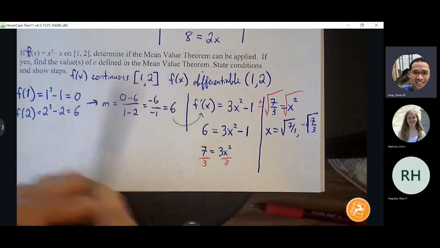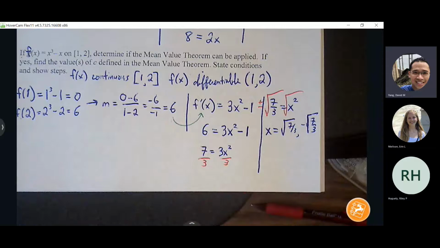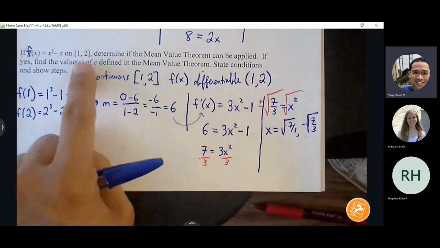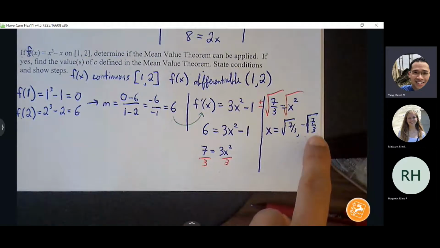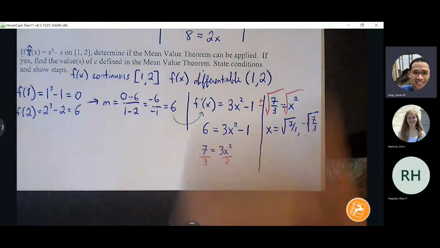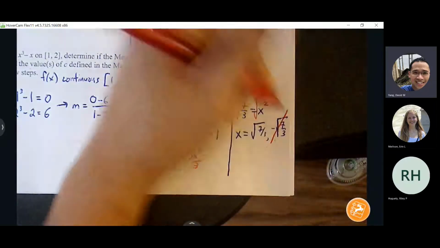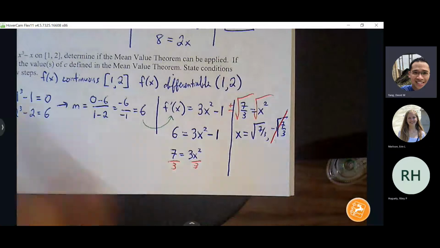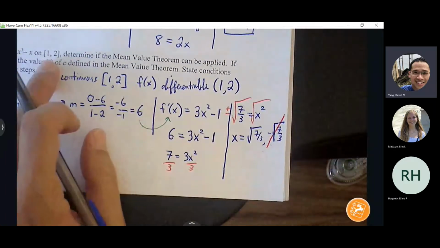We're guaranteed at least one, but if there's more than one, I usually consider that as a red flag because it's possible that both of them are inside the interval, but there's a chance that one is inside, one's outside. In this case, we do have one that's outside the interval. √7/3, you plug that in the calculator, that should be nice and safe between 1 and 2. But negative √7/3 is definitely outside our interval, so we can remove that. It is a location where there's a slope of 6, but if it's not part of the interval, it's not part of our problem.